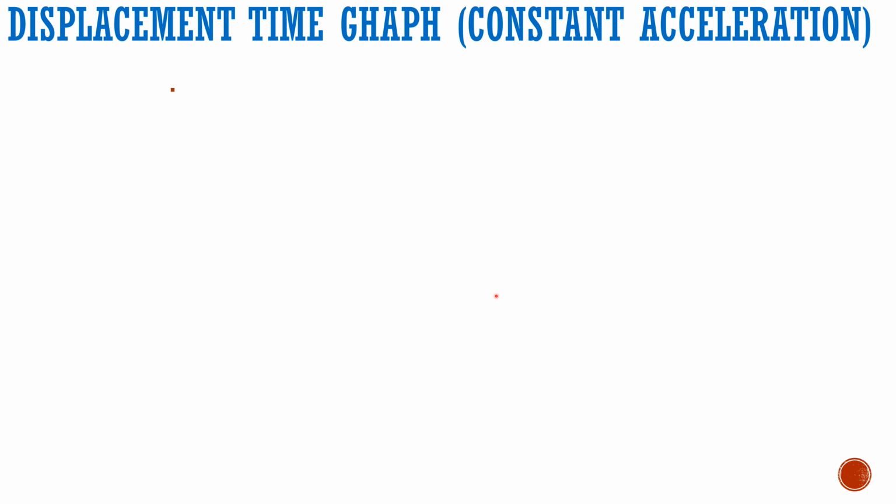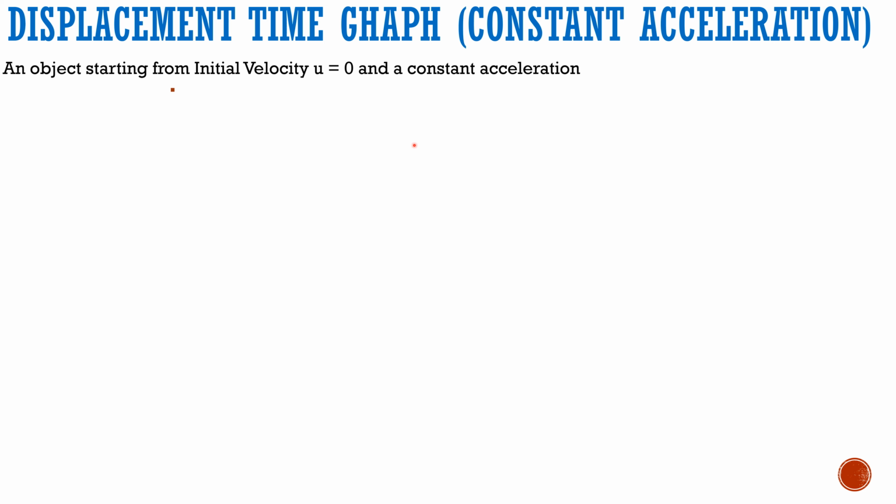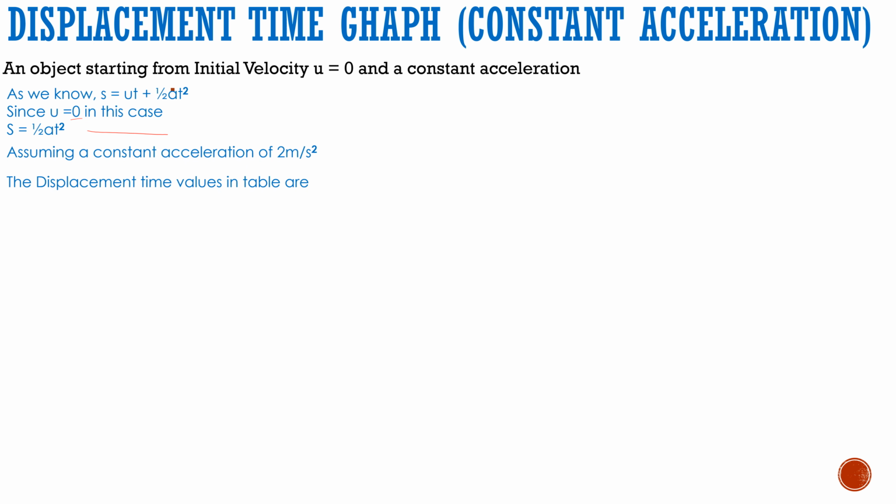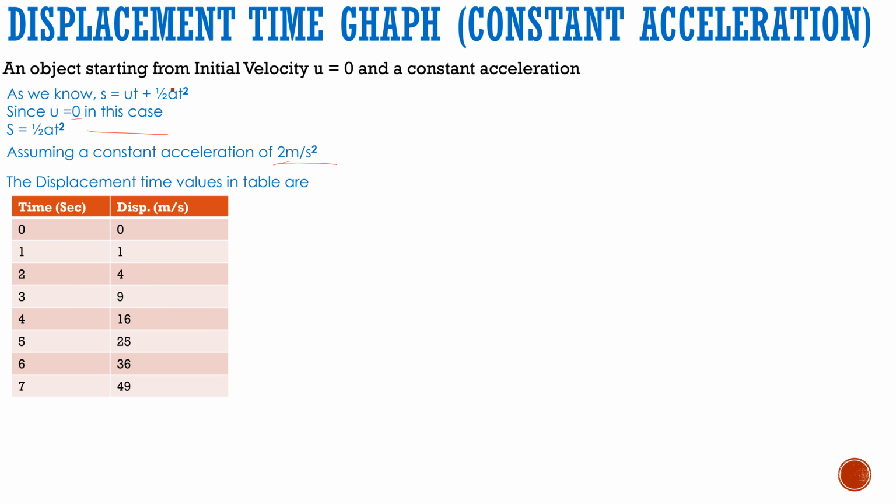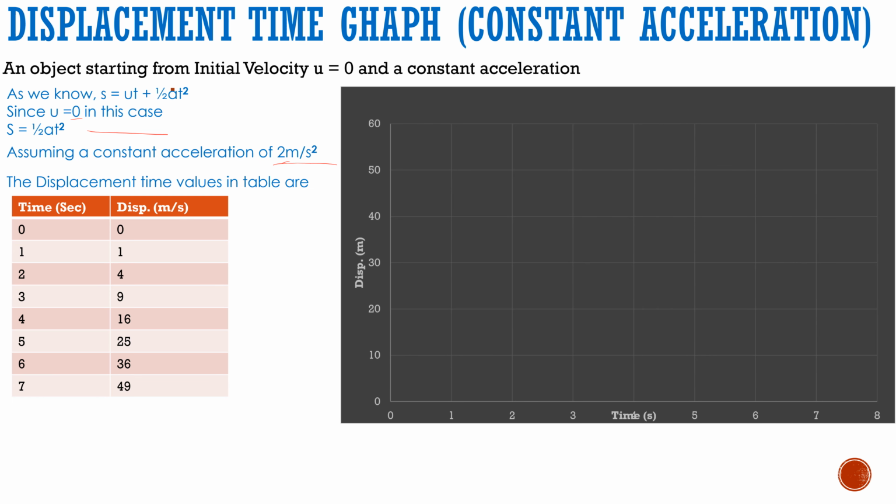So let's have a look at the displacement time graph when it's having constant acceleration. The object is starting as usual with initial velocity u equal to 0, and it is having a constant acceleration. And as we know already, we have derived s equal to ut plus half at square. Since u is equal to 0, replacing u with 0 here, we get s equal to half at square. So assuming that an object is moving with a constant acceleration of 2 meters per second square, we are plotting a simple example. At different points of time, we get something like this.